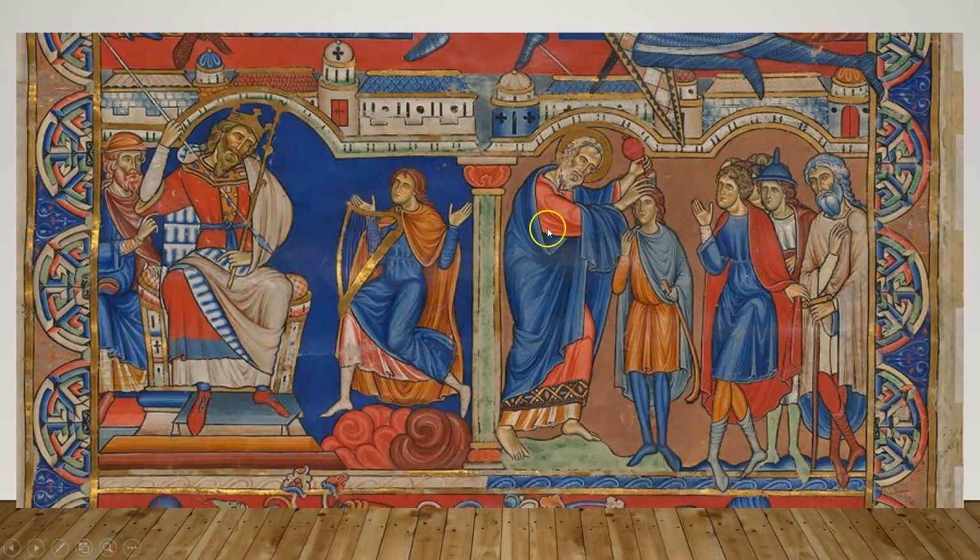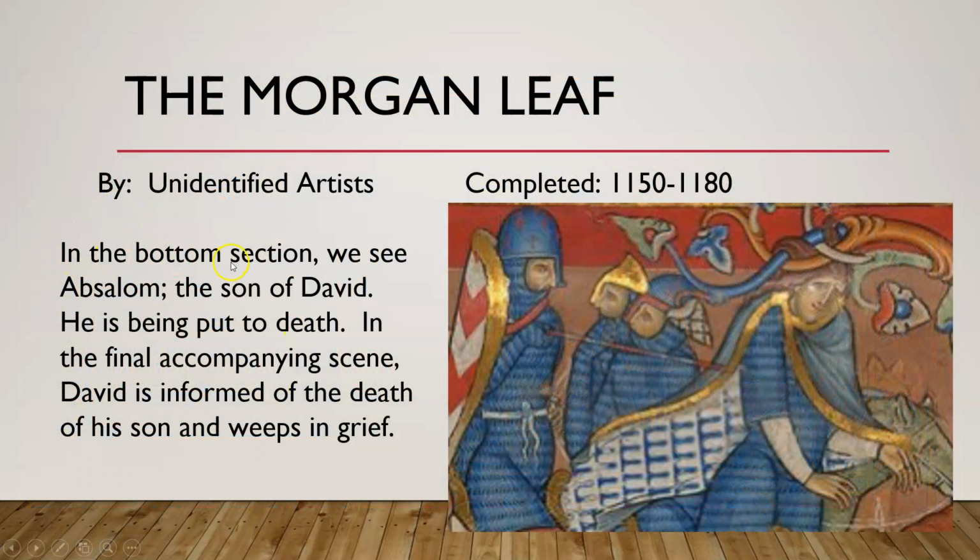So here, he is anointing, and that is Samuel, and he was a prophet, so that's why he has a little halo-y thing around him. Looks like a plate. Let's see. Now, in the bottom section, we see Absalom, David's son, and he is being put to death.